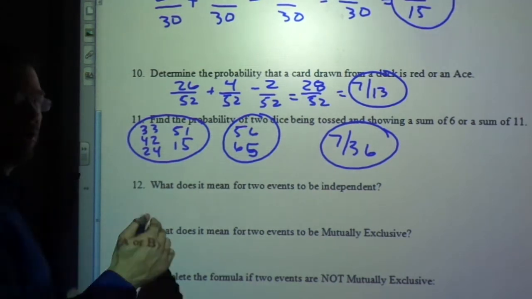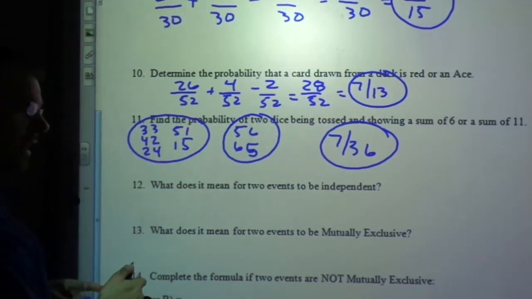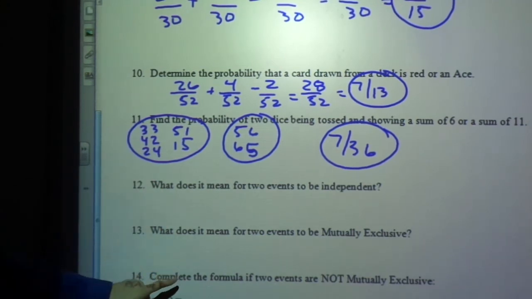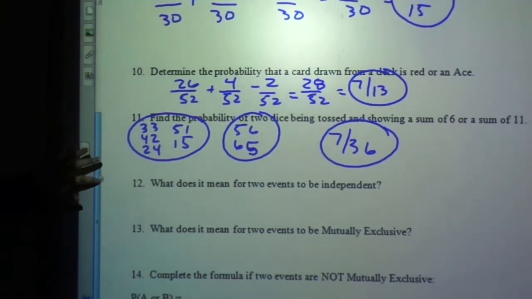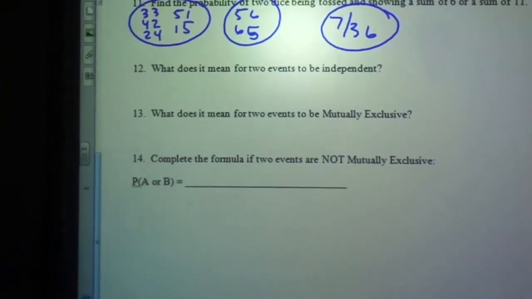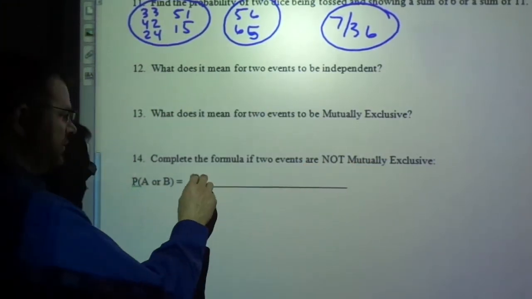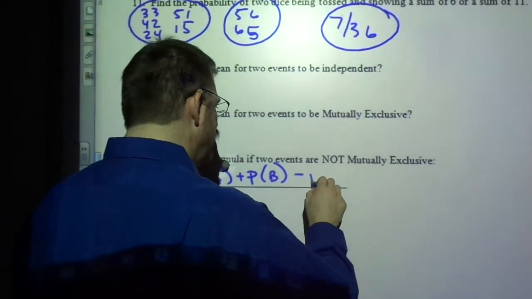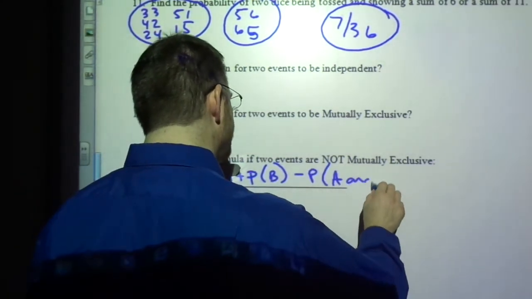Independent, I'll just talk through it, if one outcome does not affect the other outcome. Mutually exclusive, they cannot both happen together at the same time. And this one, if they are not mutually exclusive, then you have to take A plus B and subtract the overlap. Hope that helps you.